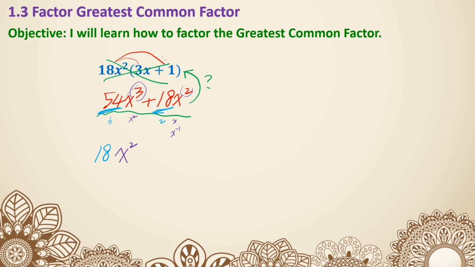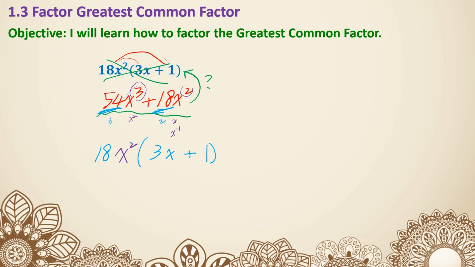Well, if you took away x squared from x cubed, you are left with an x. And if you took away 18 from 54, you are going to have a 3 left. And from the back, if you take away x squared from x squared, you just have a 1. And if you take away 18 from 18, that's also just a 1. And that's how we got it back. So this is the basic idea of today's lesson.